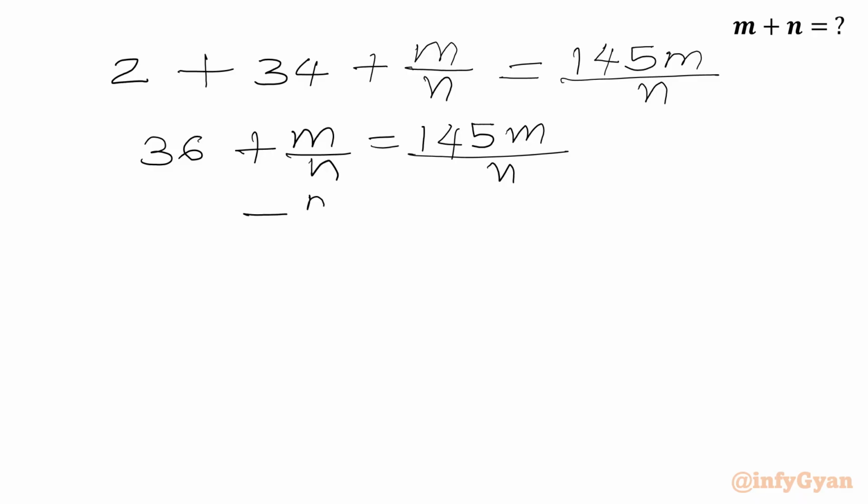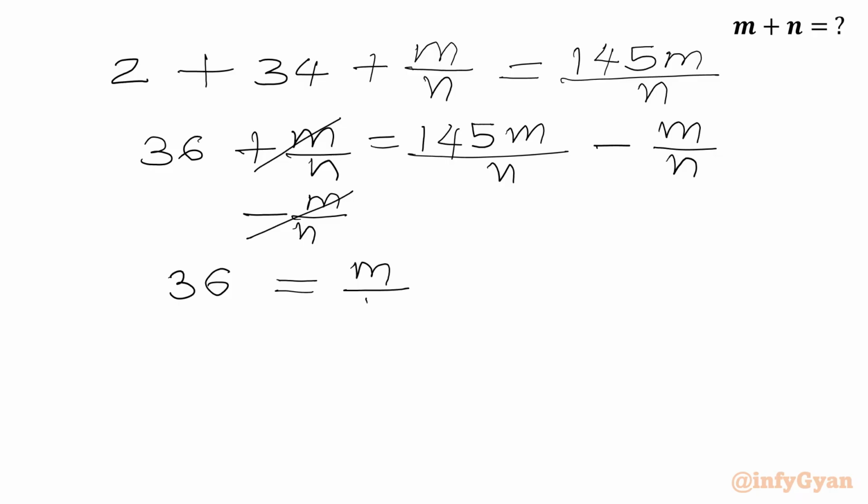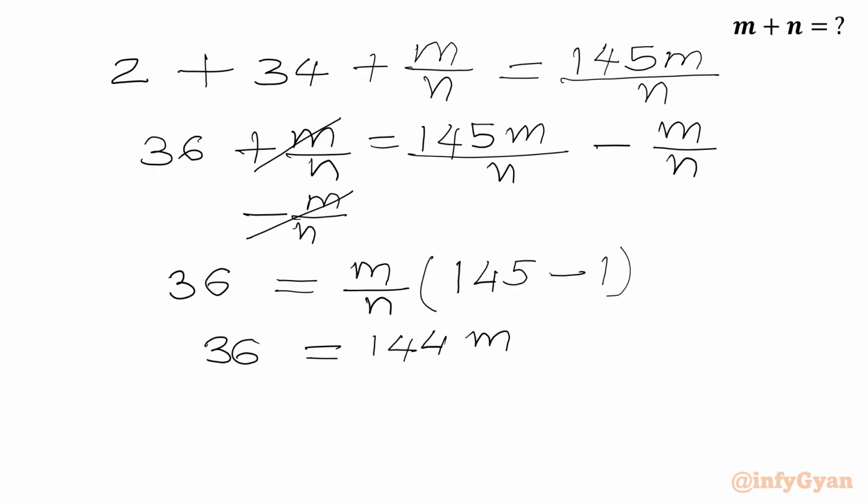So I will write here minus m over n, and on this side also I will write minus m over n. So plus and minus m over n will cancel out. From the LHS we will write 36 equal to m over n. I will take it common out. So in the bracket I will write 145 minus 1. This will give us 36 equal to 145 minus 1 is 144 m over n.